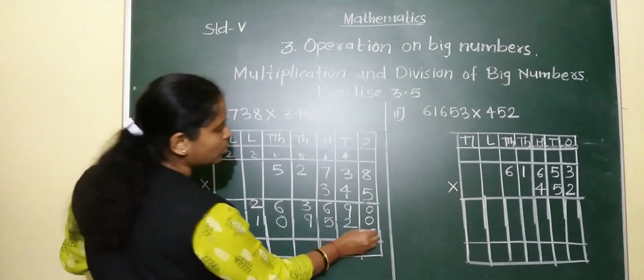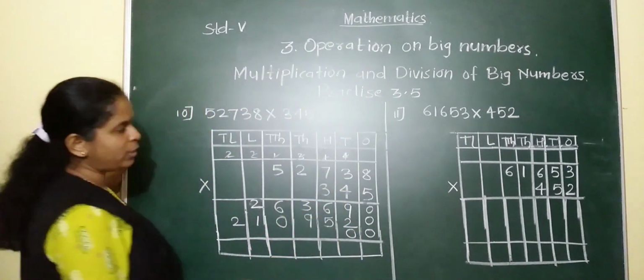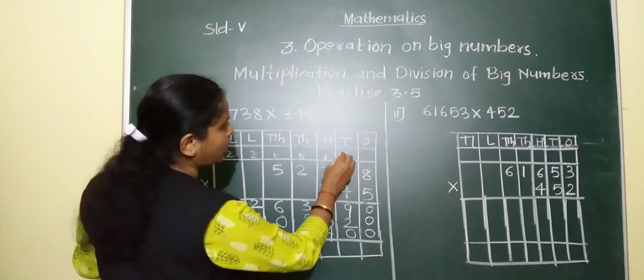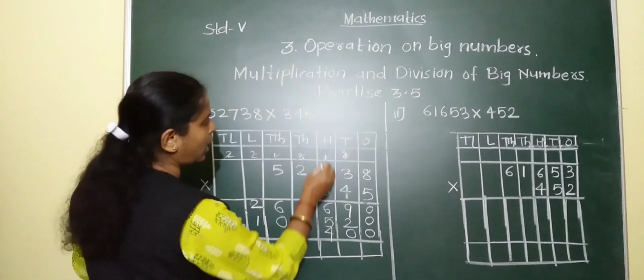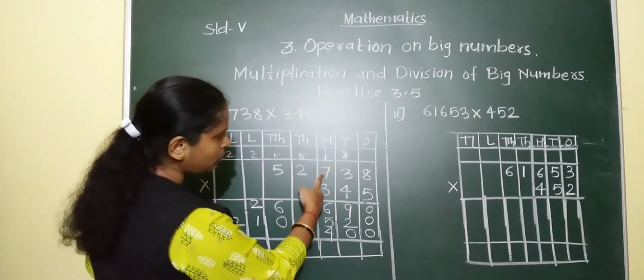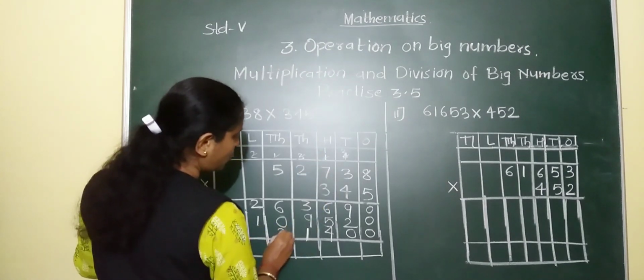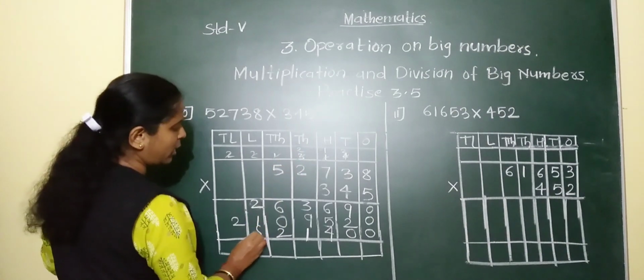Okay. Now so here 2, compulsory 0. 3 8s are 24, 4 carry 2. 3 3s are 9 plus 2, 11, 1 carry 1. 3 7s are 21 plus 1, 22, carry 2. 3 2s are 6 plus 2, 8.